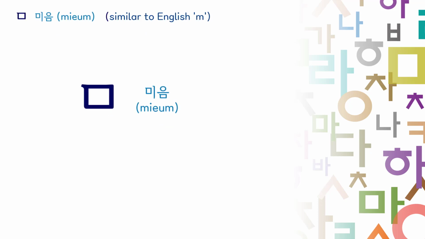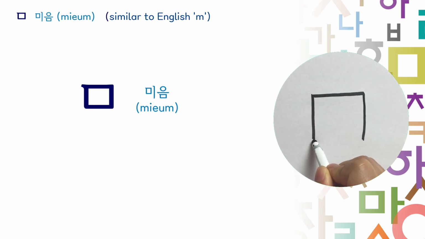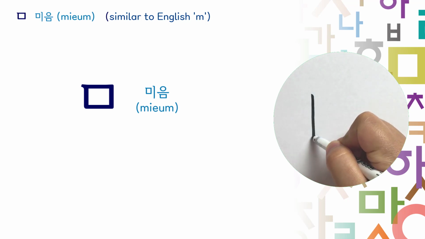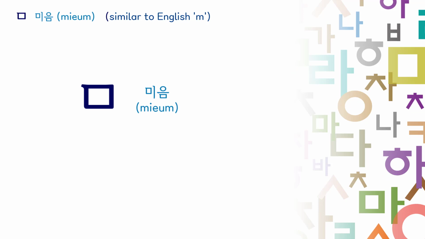First up is 미음, and 미음 is written like this. Now, 미음 is similar to the M sound in English. And just like the English M sound, 미음 is a voiced nasal sound, meaning that air passes through the nose rather than through the mouth. So 미음 is m, m, m.